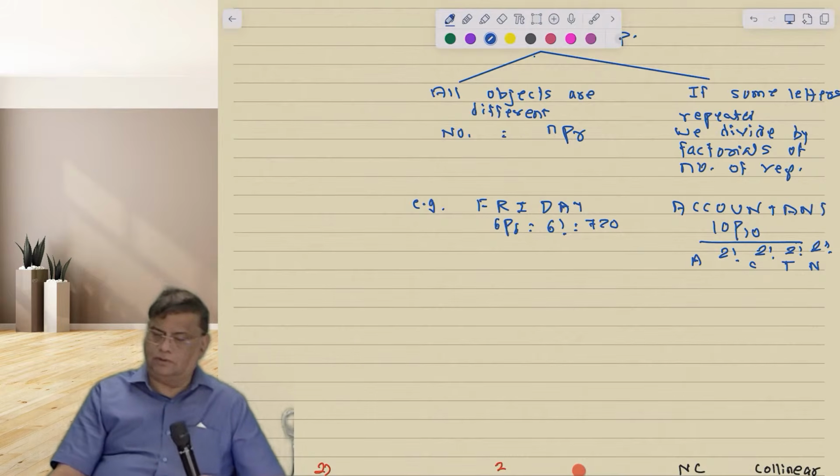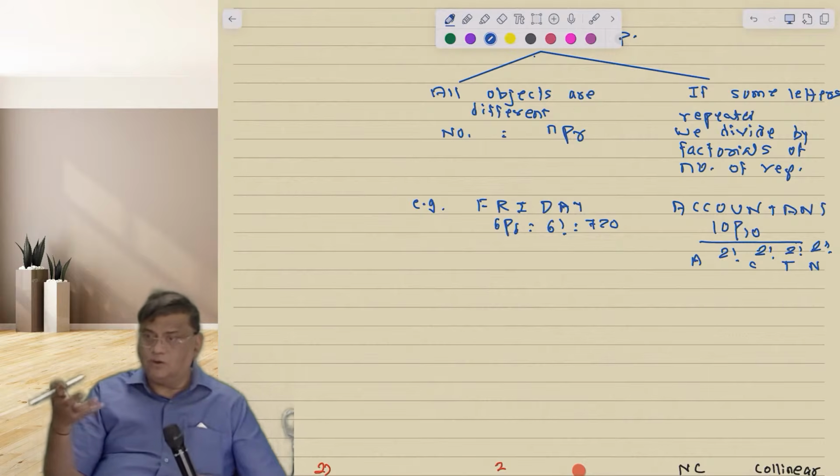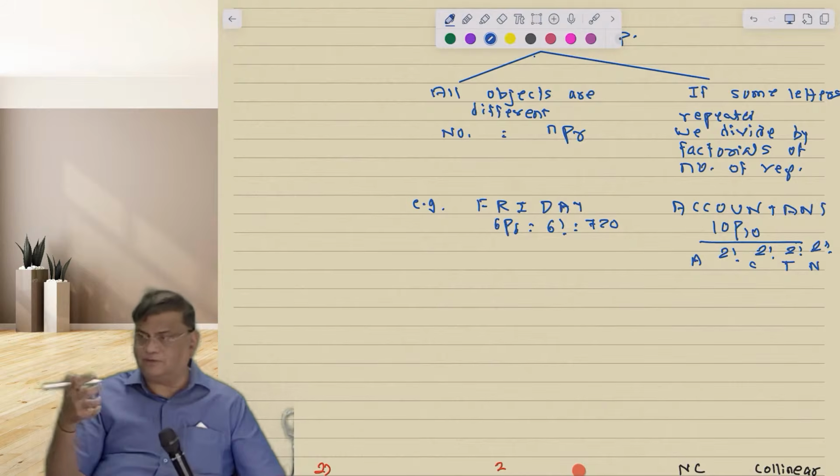Revision does not mean only solving. Basically, you have to develop the whole insight into the chapter.